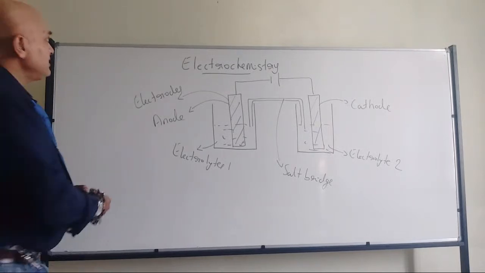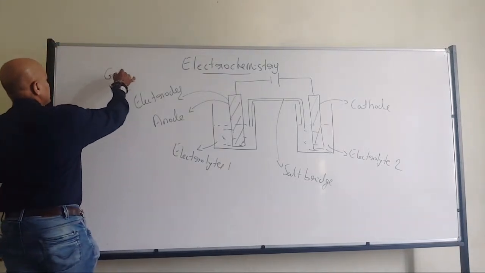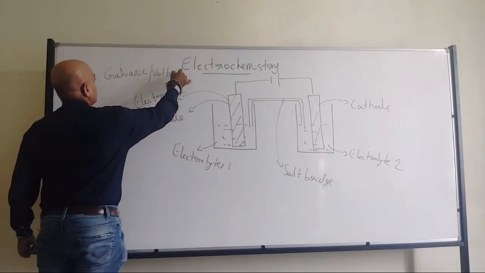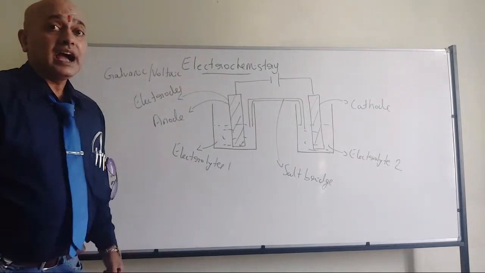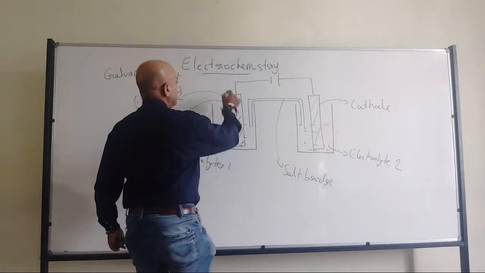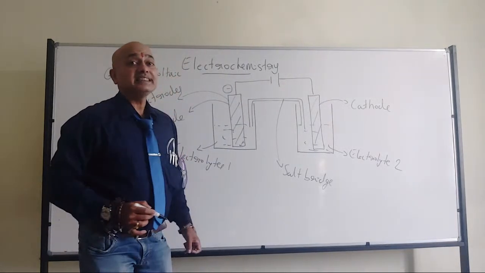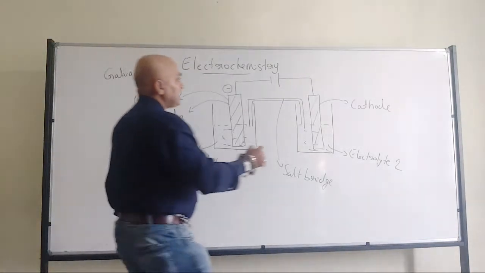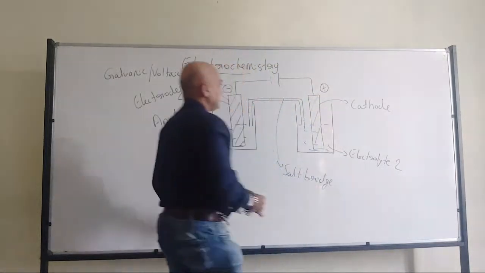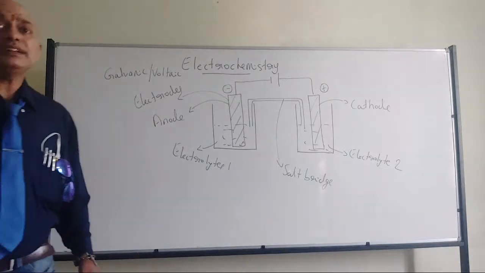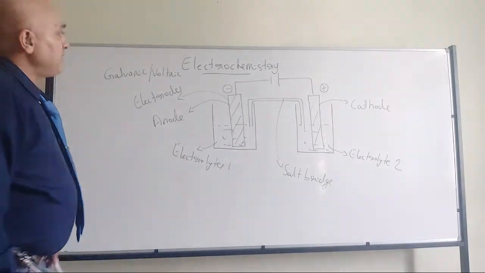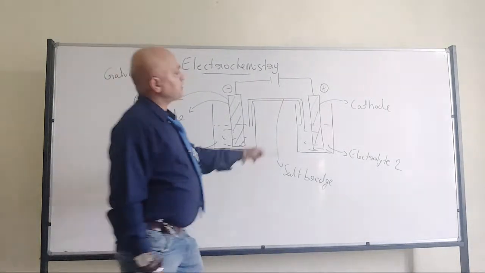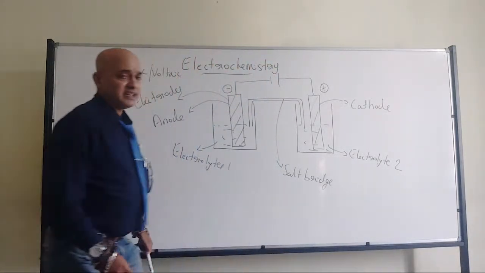Now, if I think of this one as a galvanic cell or a voltaic cell, then I will consider the anode as the negative part and the cathode as the positive part. Don't get confused. When I am talking about a galvanic or voltaic cell, the anode will be considered a negative electrode and the cathode will be considered a positive electrode.